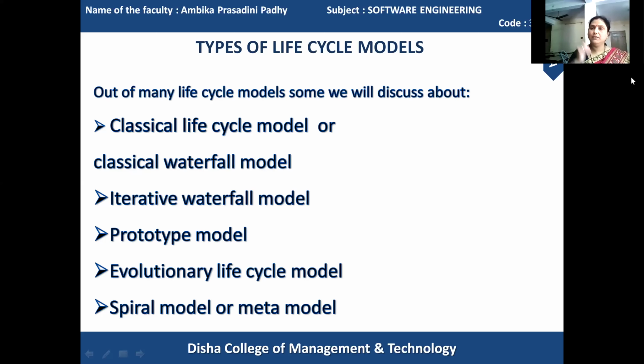Got it? These are all about the concept of the life cycle models. We will discuss all these life cycle models in detail in the next class. So be attentive, students, and alert for the next video, in which we will have an in-depth discussion about the life cycle models and how they work.